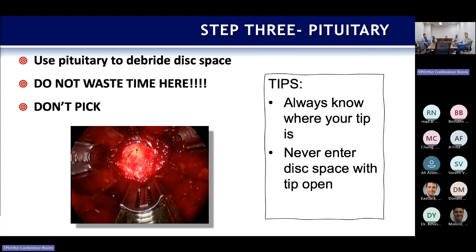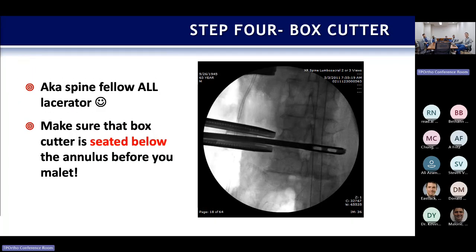The next step is going to your pituitary. So now you've created hopefully a piece of cartilage or disc that wants to come out. That's when I go in with the pituitary, but I don't pass it through there like 10 times. It's 1, 2, 3, and if it's not out, I'm on to the next step, because the next steps will also get your disc space prepped pretty easily.